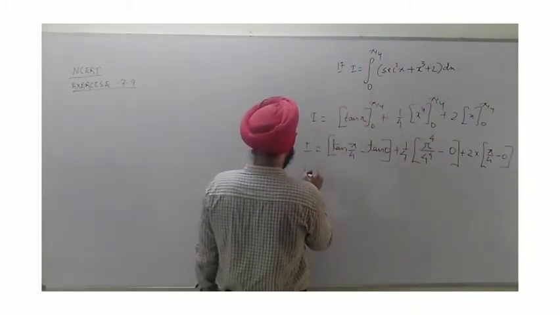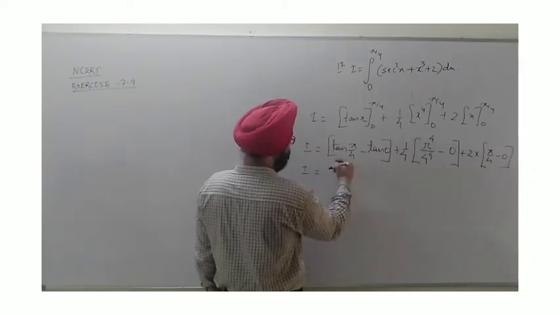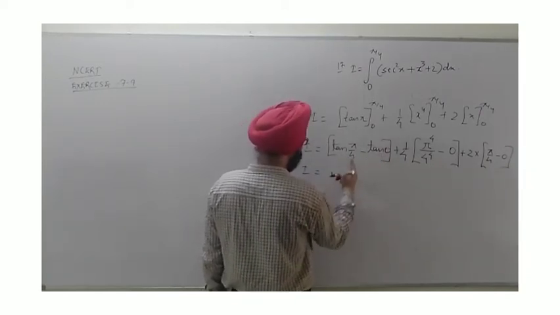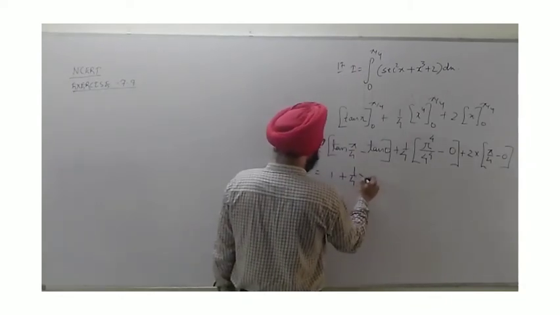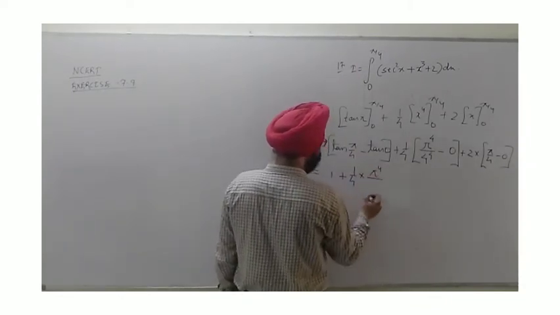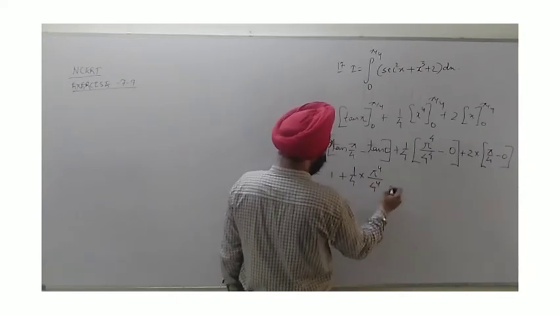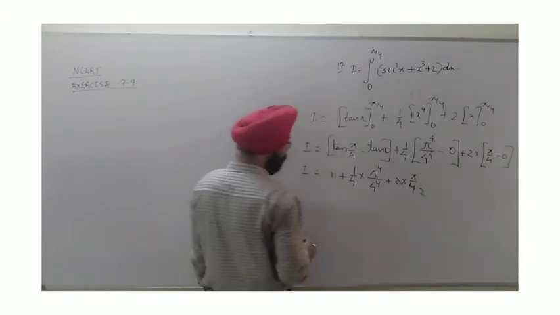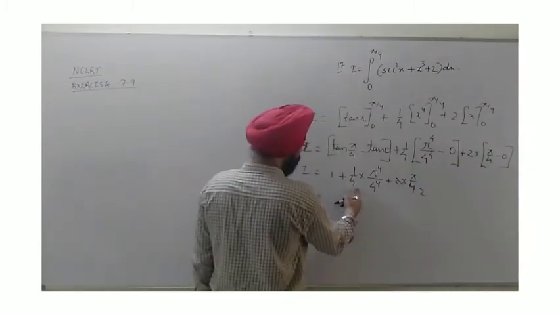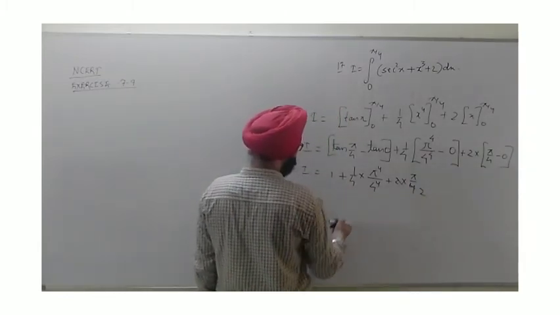Now solving these, I is equal to tan pi by 4, as we know 1, this is 0. So finally from the first bracket we have 1. Here we get 1 upon 4 into pi raised to the power 4 plus 2 into pi by 4, the 2s make it pi by 2, and this whole while solving 4 raised to the power 5.